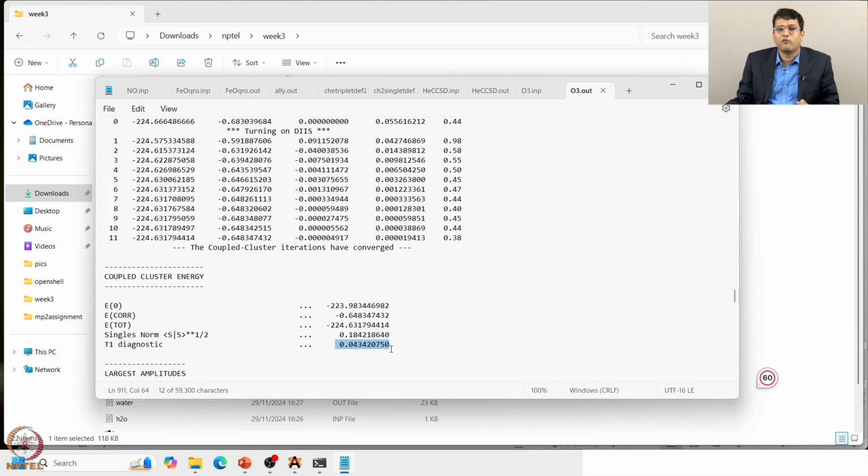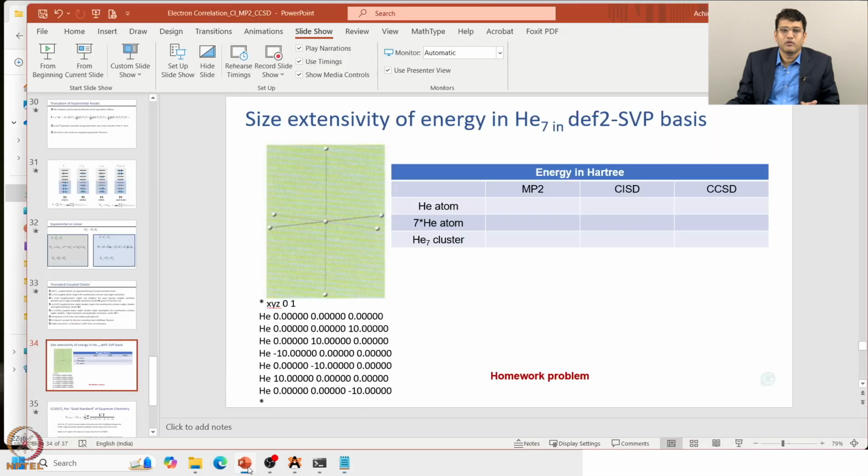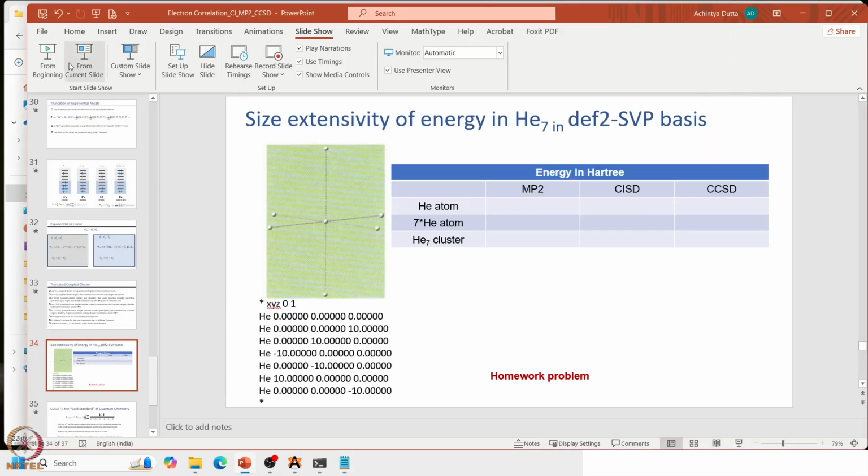So, this is above the acceptable limit of 0.02. So, in this case the coupled cluster results are not very reliable, and ozone is a multi-reference system. So, this is expected. Wherever you see values of this T1 diagnostic more than 0.02, you should treat your coupled cluster results very carefully. So this is up to now coupled cluster.